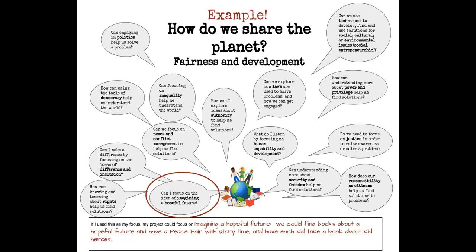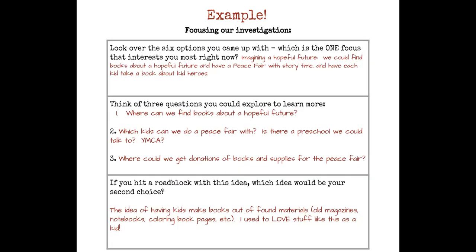So we've come up with 6 different ideas centered around these 6 different ways of thinking about the world. And now we're going to decide which one of those 6 gives us the most energy, feels the most possible for us to really do, raises more questions for us. Like, we just feel excited about it. So our group said, we really like this idea of imagining a hopeful future. That's the one we want to focus on for our project, at least for now. So we're going to try to put together this peace fair with a story time, and then have each kid take a book about kid heroes. So that's the one our group is going to start with.